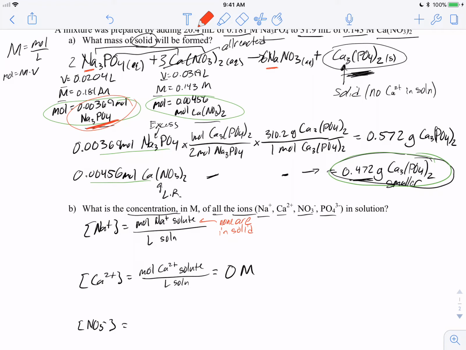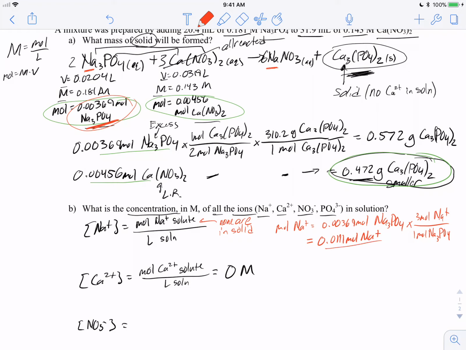So the moles of our sodium ions is going to be equal to 0.00369 moles of sodium phosphate, and the mole ratio would be 3 moles sodium ion for every mole of sodium phosphate. We're just using our mole ratio, that we have 3 moles of sodium ions for every mole of sodium phosphate. And so we would have 0.0111 moles of our sodium ions.